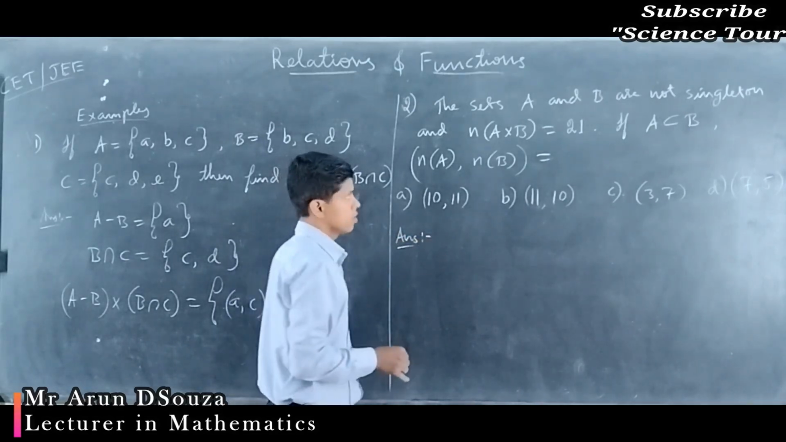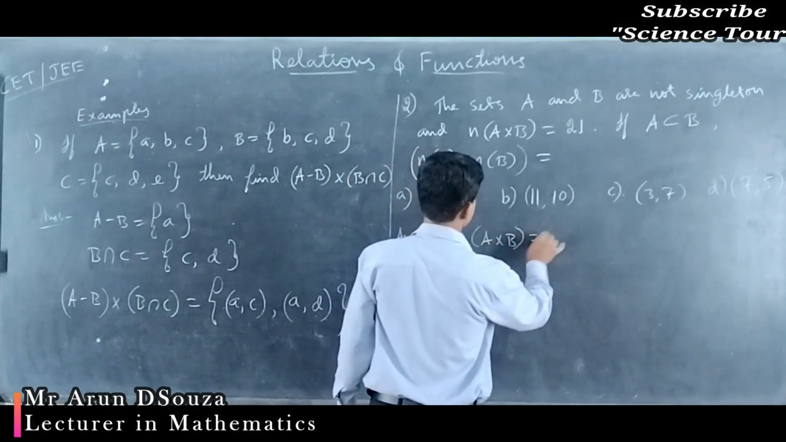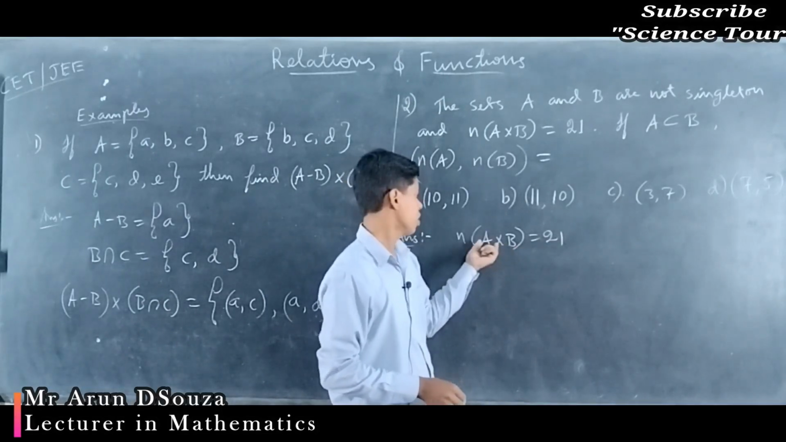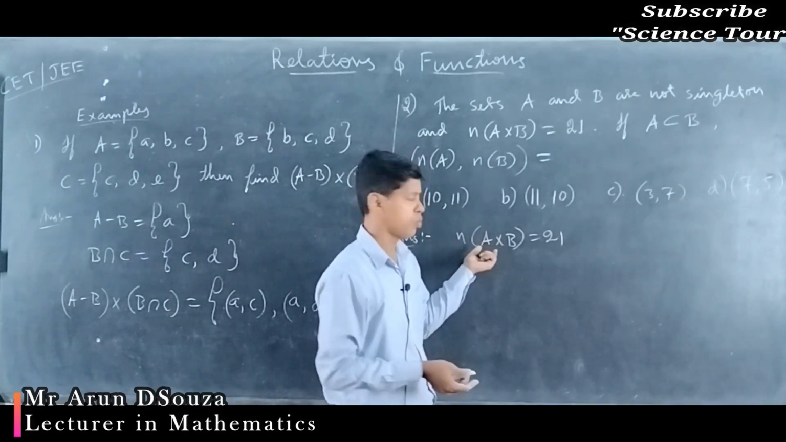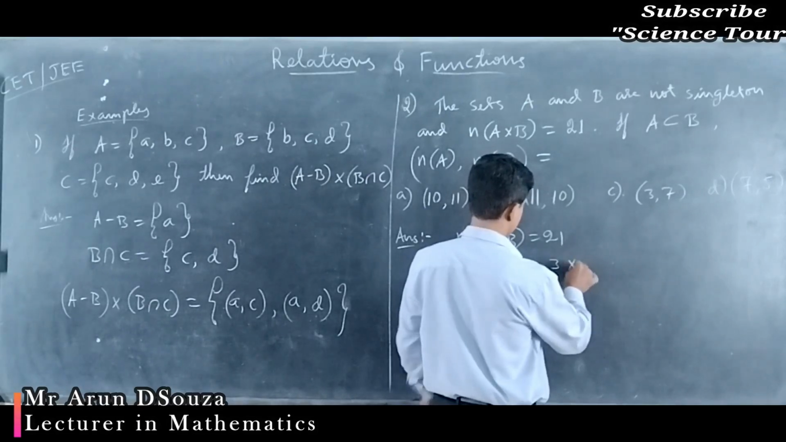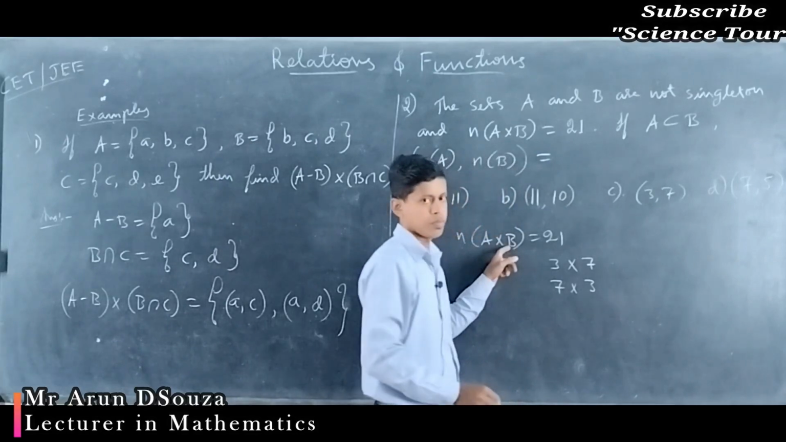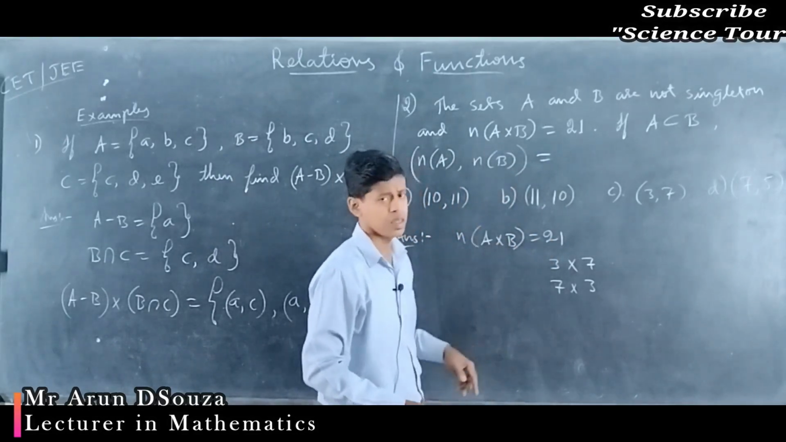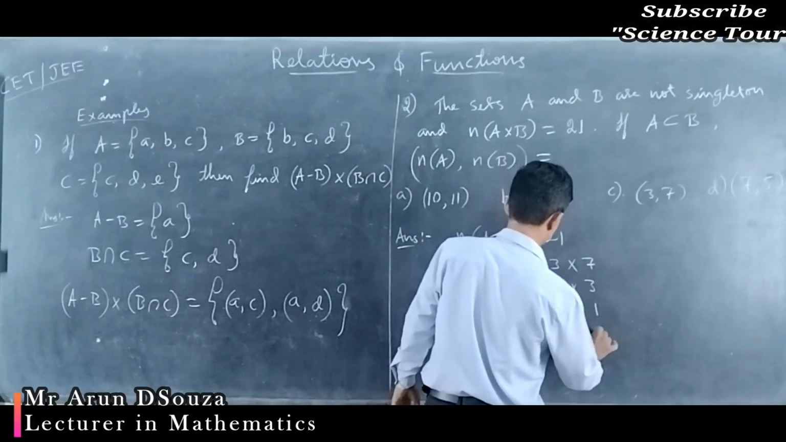Now you have the number of elements in A cross B is 21. So what are the different ways we can write this 21? See what are the possible numbers of elements in A. The possible number of elements in A can be 3, and B can have 7, or you can have 7 into 3, or you can have 21 into 1, 1 into 21.